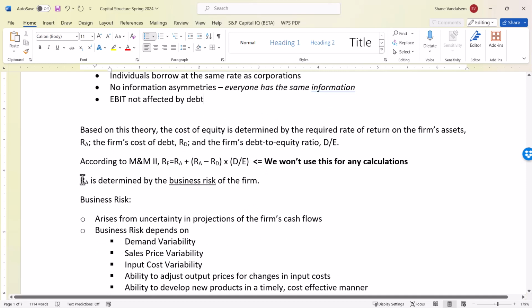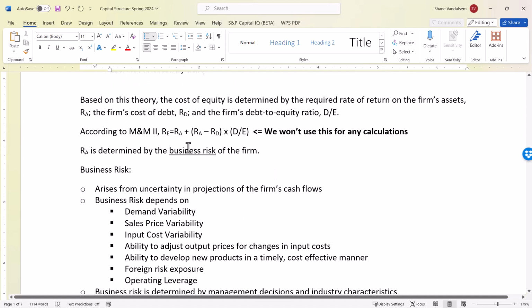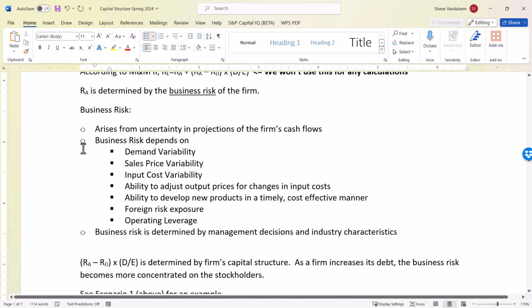Overall, they said the required rate of return on assets is determined by the business risk of the firm. So different companies will have different required rates of return based upon the riskiness of the assets that they own. And that riskiness is determined by the business risk of the firm. So business risk arises from the uncertainty in projections of the firm's cash flows.